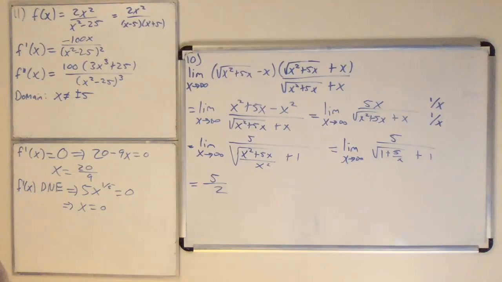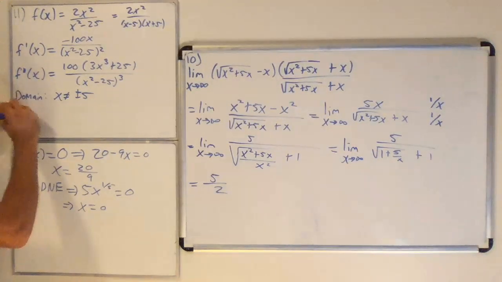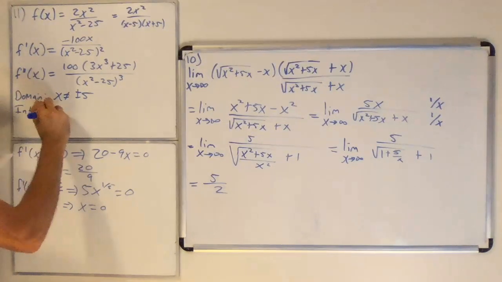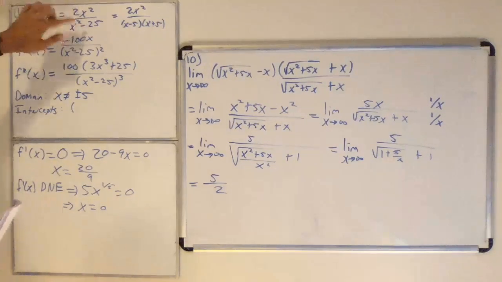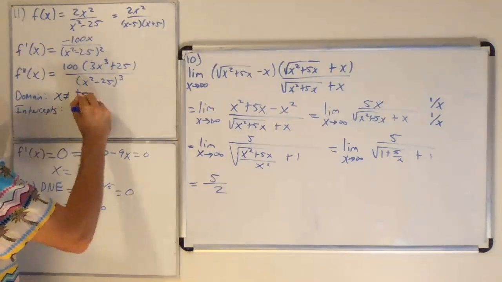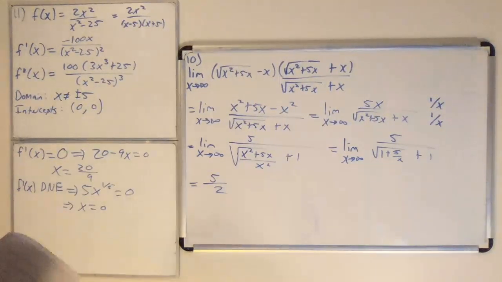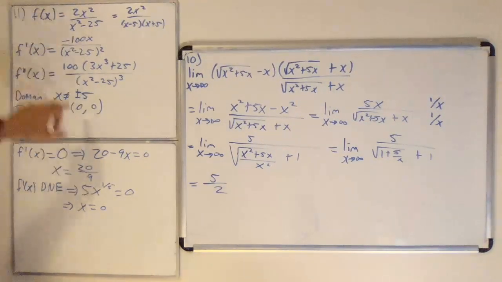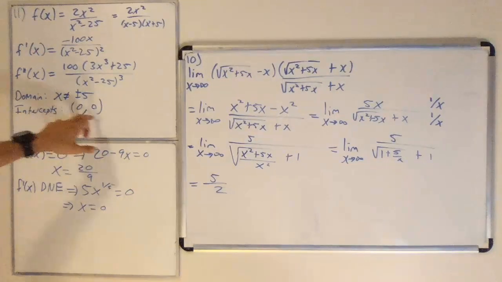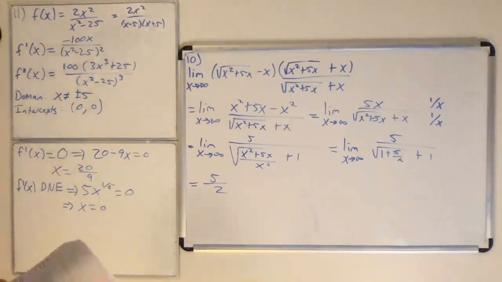Intercepts. If we start with the y-intercept, we plug in x equals 0 and we get 0 over 25. So 0, 0 is our y-intercept. And to see if there's any other x-intercepts, we would have to find when the numerator is equal to 0. But that's still, again, 0, 0. So the only time we cross either of the axes is the origin.